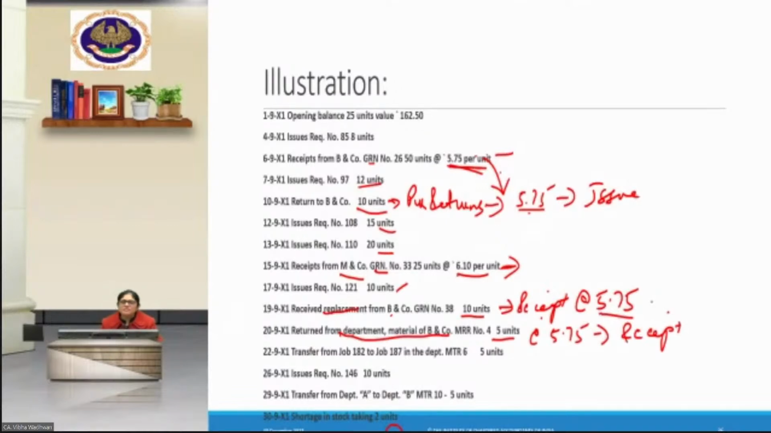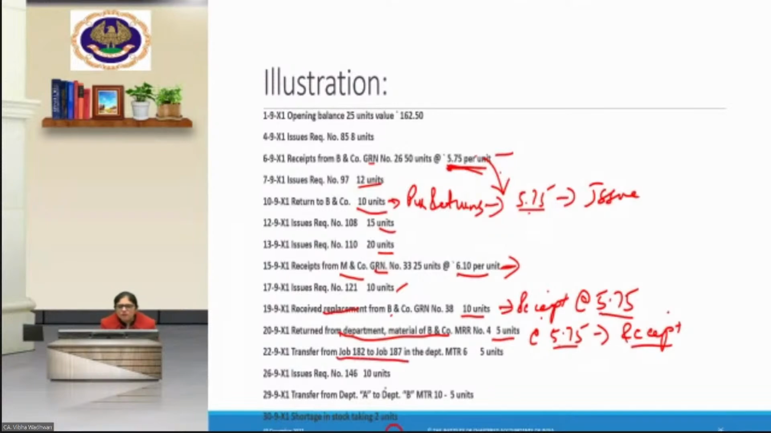We have received from the department. So it's basically returned internally. It's an internal return back to the stores. So stores will record it at the receipt column only. It will be shown at the receipt column only. And B and Company material is returned, so B and Company material must be issued at 5.75 only. So that way we have to record it at 5.75 only.